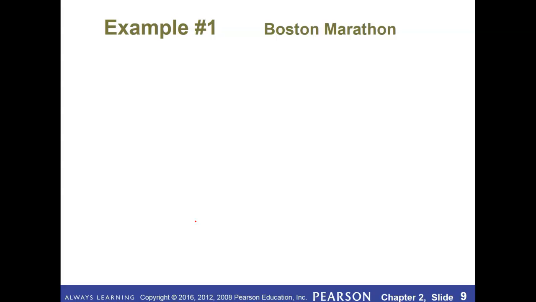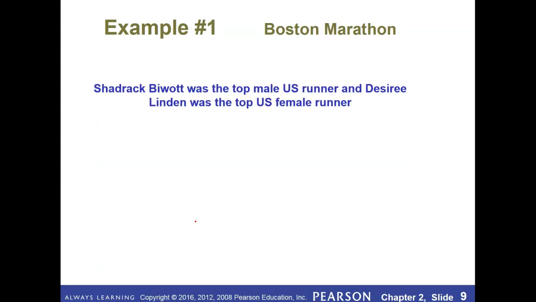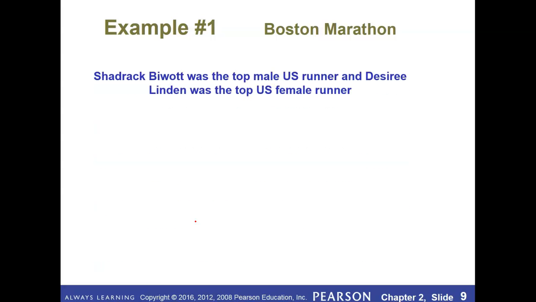So let's take a look at some examples. So here's a good example of this, looking at one particular event, the Boston Marathon. Shadrach Bawat was the top male U.S. runner in the last Boston Marathon, and Desiree Linden was the top U.S. female runner. Okay, so that's a qualitative variable. You're either a female or you're a male runner. You're described as one or the other.